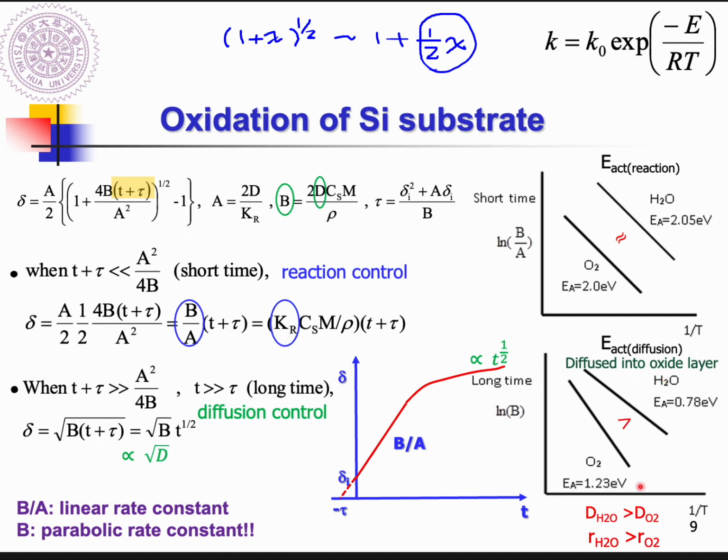So the growth rate will be faster. So the wet method can have a higher growth rate than the dry method for a long reaction time. For a short time, actually it should be similar, okay? Because it's reaction control. Okay.